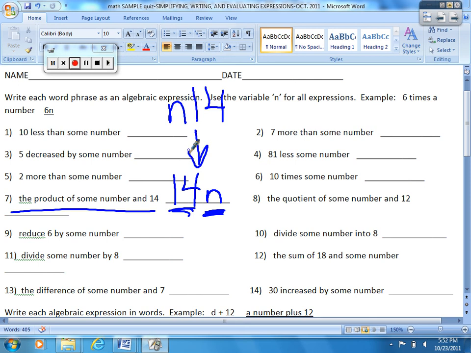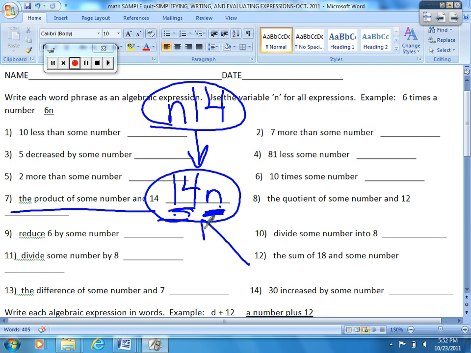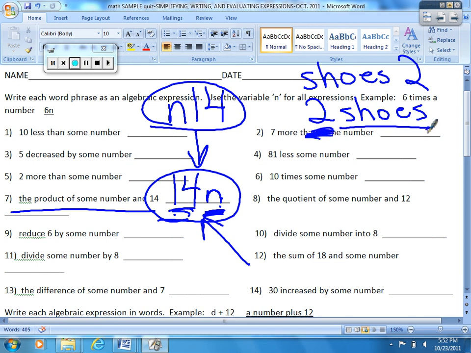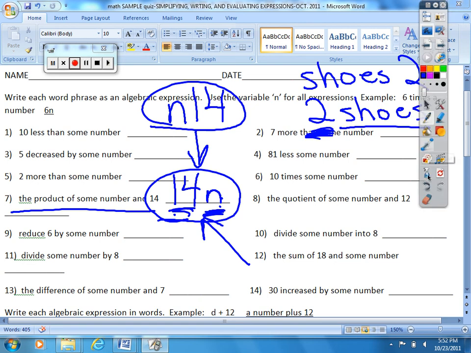Well, you wouldn't say you had dozen 14 donuts. I don't have dozen 14 donuts. I've got 14 dozen. So the number comes first, the variable comes second. I don't have shoes 2. I have 2 shoes. Alright, so the number comes first, then the variable. That's important. The number first, the variable second.